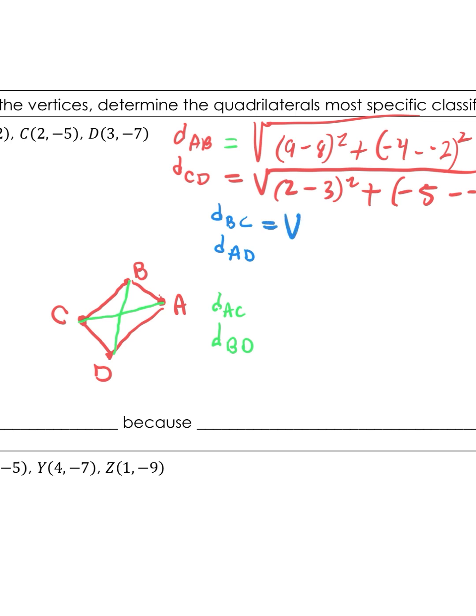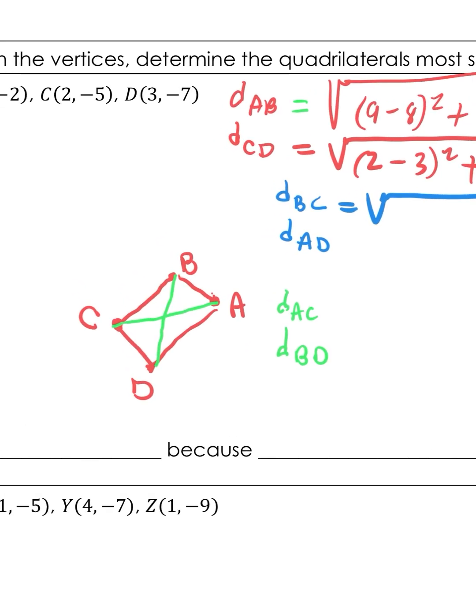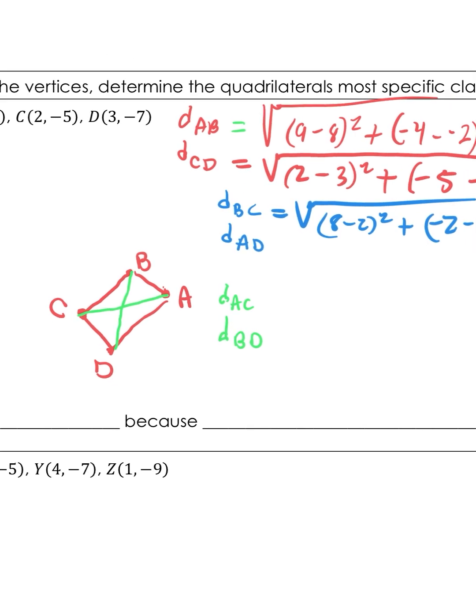All right, so then let's do BC. The distance for BC is the square root of (8 minus 2) squared plus (negative 2 minus a negative 5) squared. So this is 6 squared is 36, and then this is 2 plus 5, right? That's 3. 3 squared is 9. 36 and 9 is 45, right? Of course, Mr. Rose. Square root of 45.